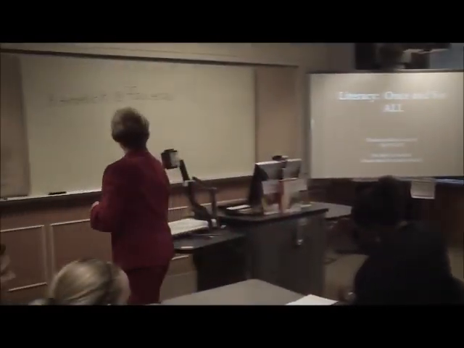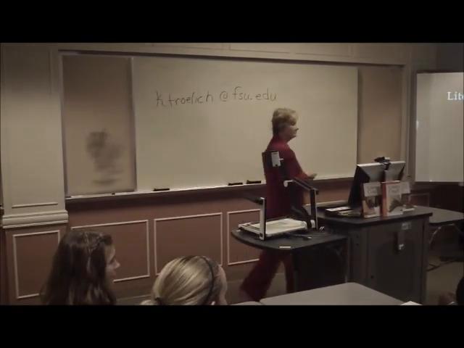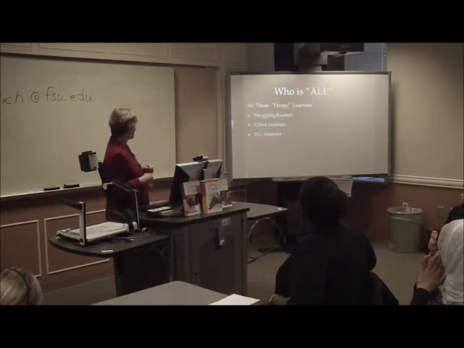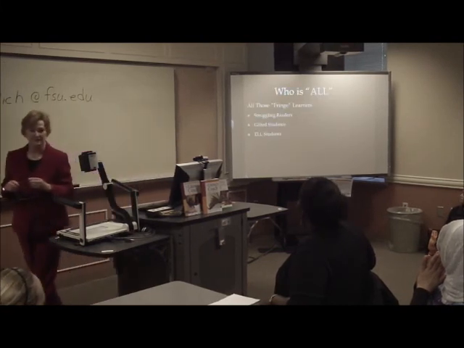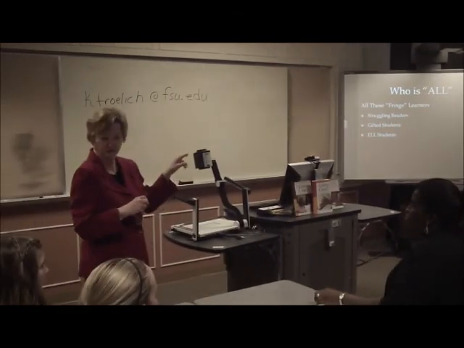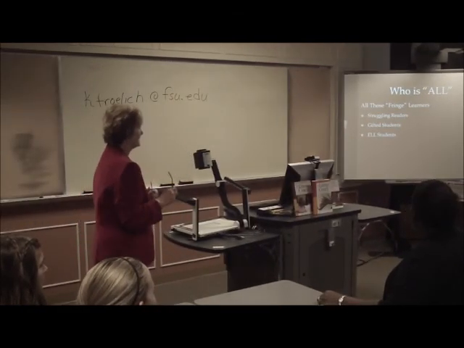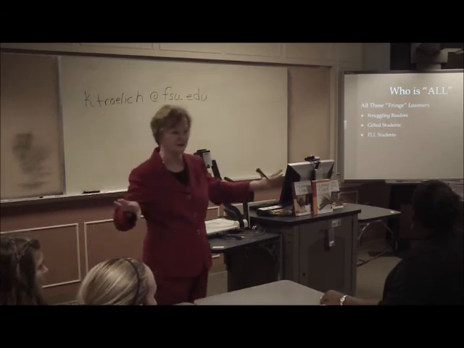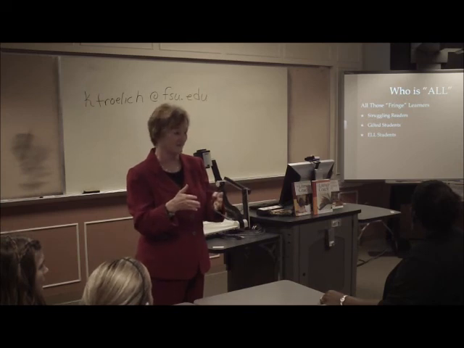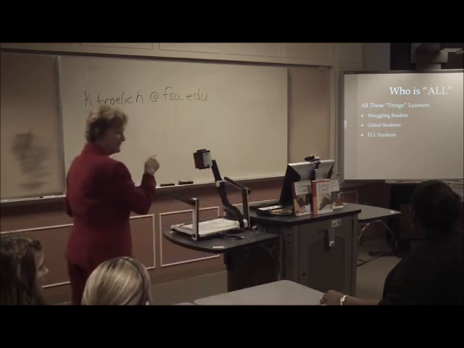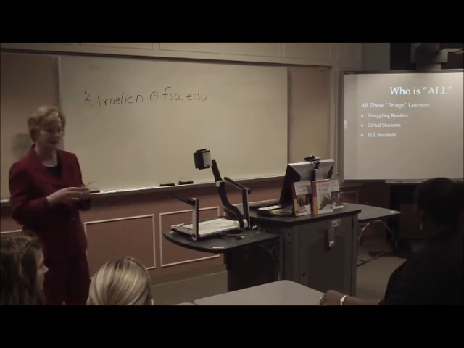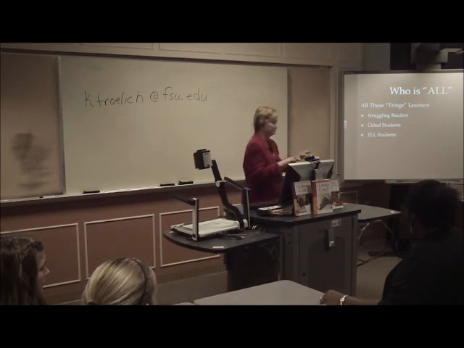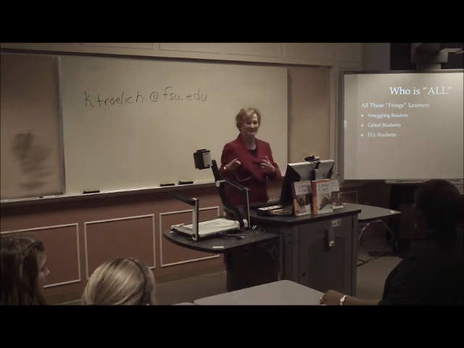So I've titled this talk, Literacy Once and for All. Obviously all, meaning all of us, right? So let's just see what we've got. Who is all? Well, there are those fringe learners: struggling readers, gifted students, and ELL. Those are the people who are always the outliers. We always teach to the center, don't we? Or we're taught to teach to the center. But we have to think about those people too, and that's why I included everybody, because these are the ones we assume somebody else will take care of, right?